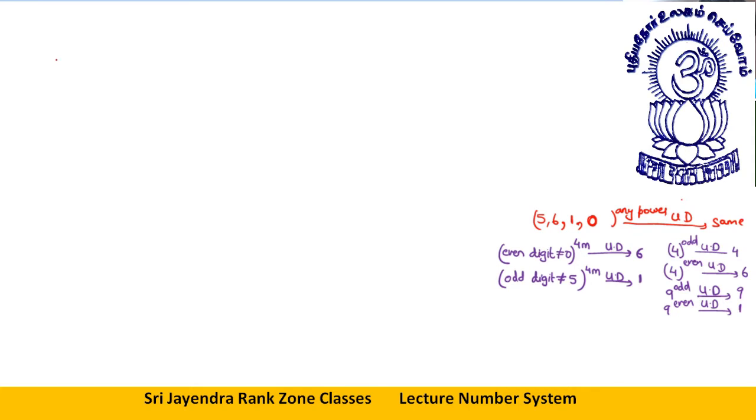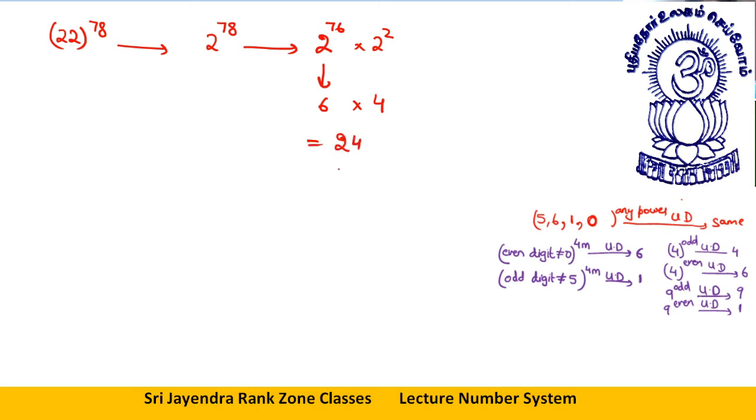Let's take an easy one. Suppose I need to calculate 22 raised to power 78. What I will be doing, dear students, my basic funda is 2 raised to the power 78. Now I know any even number raised to a power of 4, I will break it like this. Even digit raised to a power of 4 will give me a 6, 6 into 4 is 24. So your unit digit will be 4.